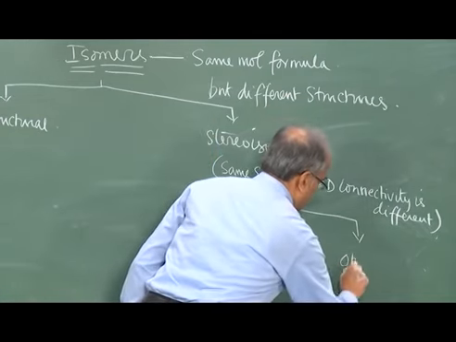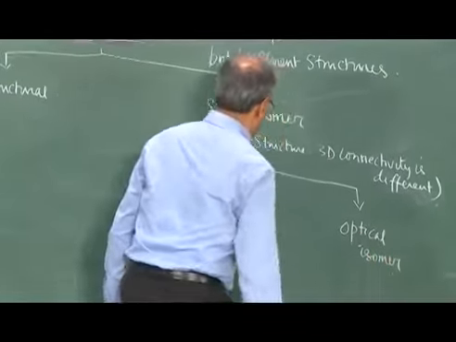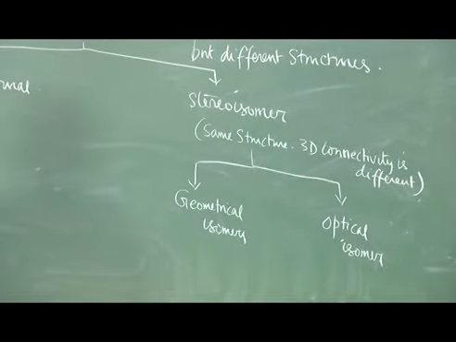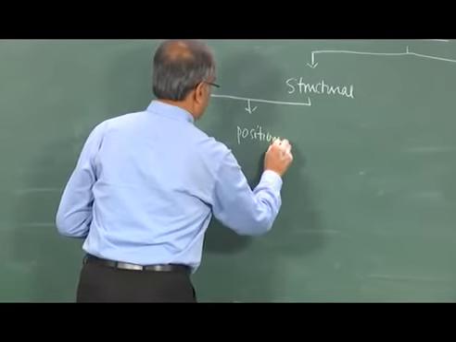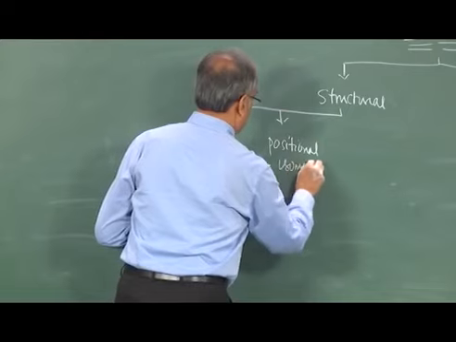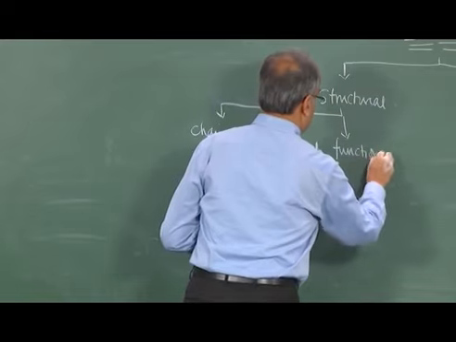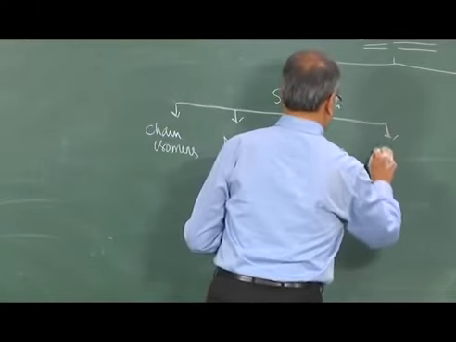The other one is known as optical isomer. We will come to the geometrical isomer and optical isomer a little later. So, for the time being, let us classify the structural isomers as chain isomers, positional isomers, functional isomers, and finally metamers.